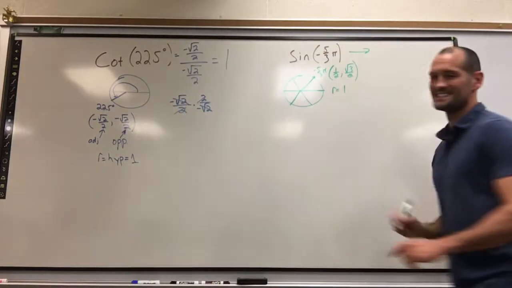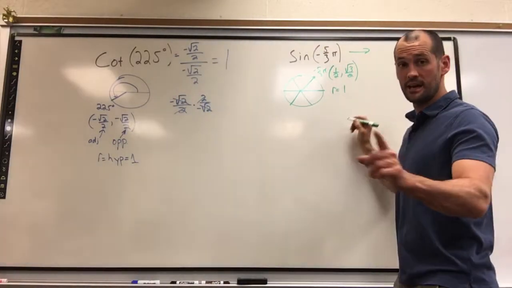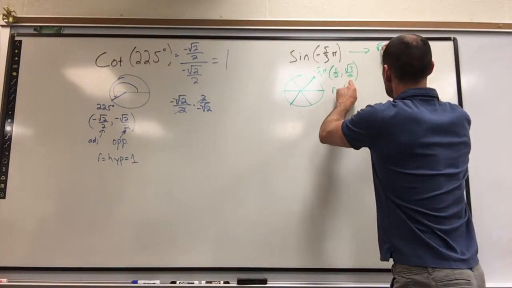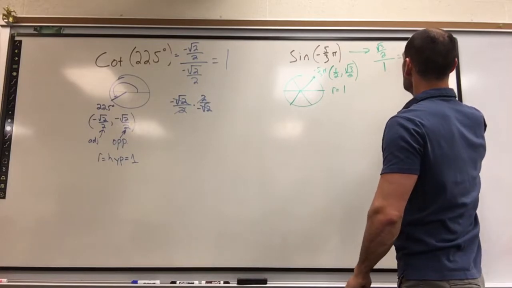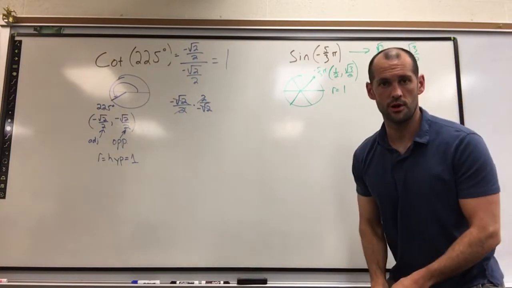So if I want the sine, I do the opposite. Careful now, that's the y value. Over my hypotenuse, which is 1, which is just root 3 over 2. Nailed it.